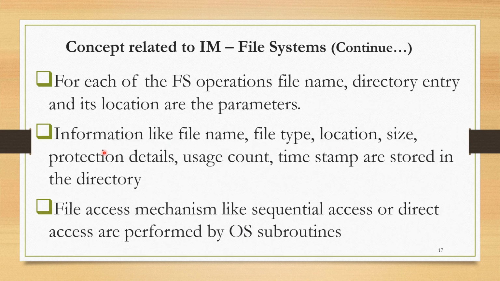So next, for each of the file system operations, file name, directory entry, and execution are the parameters. Whenever you look at a file, you should know which directory the file is in, what the file name is, and it gives parameters like location. Information like file name, file type, location, size, protection details, usage count, and time stamp are stored in the directory. The directory keeps so much information.